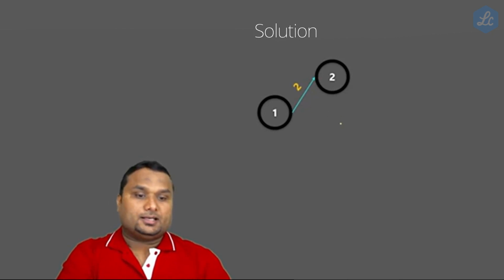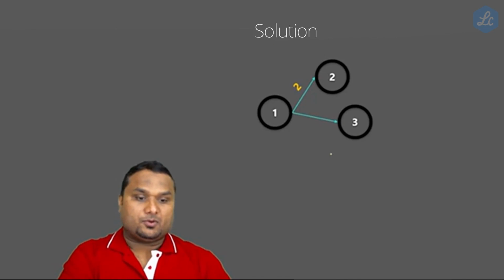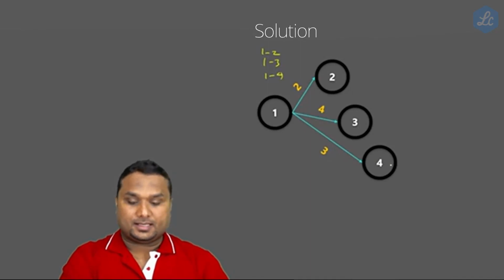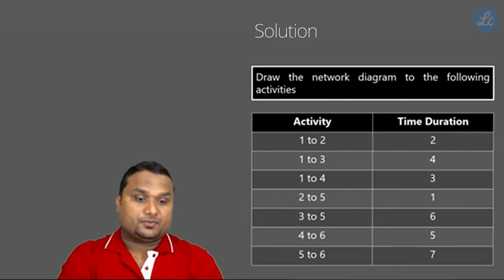Then 1 to 3. Tell me what is the time of 1 to 3. You can comment. Yeah, the time of 1 to 3 is 4. And 1 to 2 is there, 1 to 3 is there, 1 to 4 is there, and the time of 1 to 4 is 3.